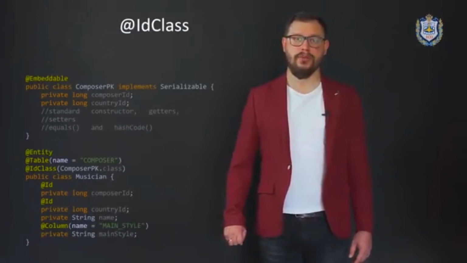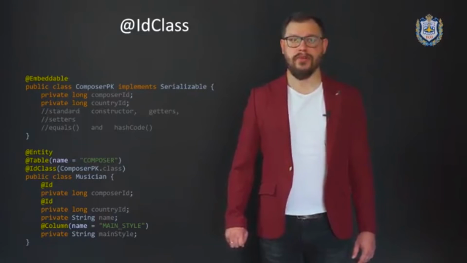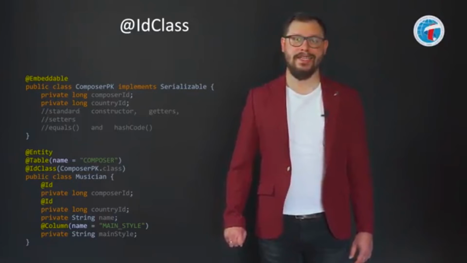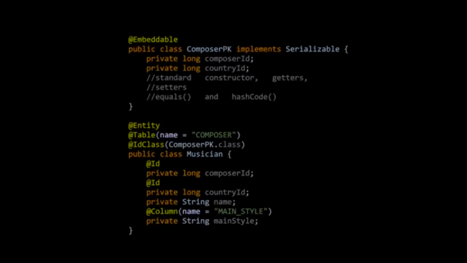A composite primary key consists of multiple primary key fields. Each primary key field must be one of the supported types. When an entity has multiple primary key fields, JPA requires defining a special ID class that is attached to the entity class using the @IdClass annotation. The ID class reflects the primary key fields, and its object can represent primary key values.